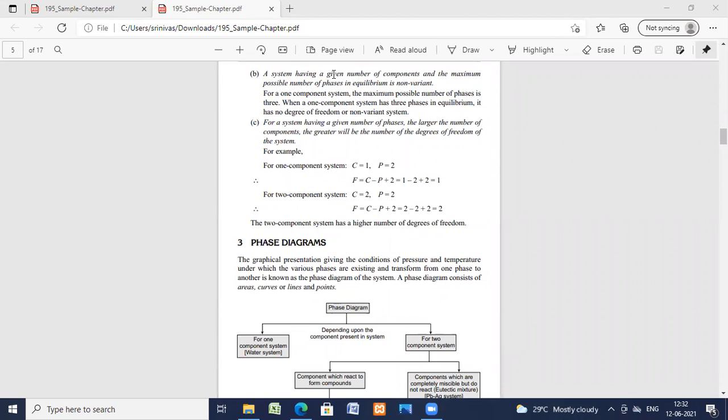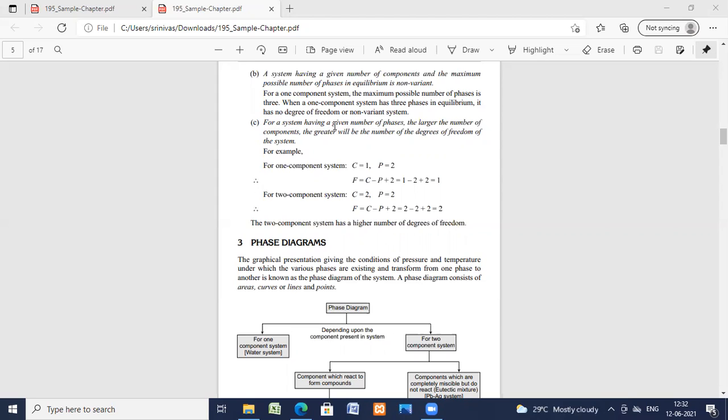Next, for a system having a given number of components, the maximum possible number of phases in phase equilibrium is reached when the system is non-variant. For a one component system, the maximum possible number of phases is 3: solid, liquid, gas. A one component system with 3 phases in equilibrium has no degrees of freedom, or is non-variant.